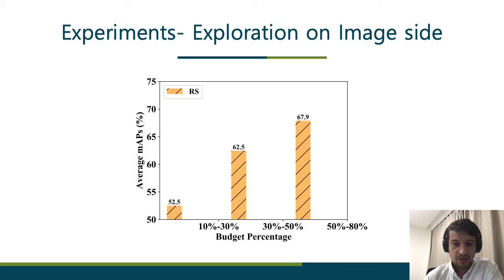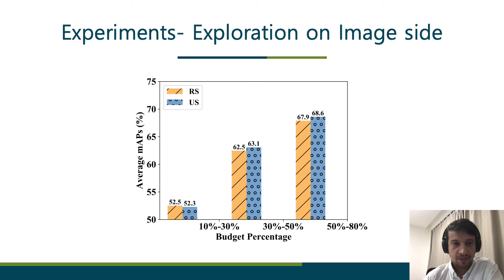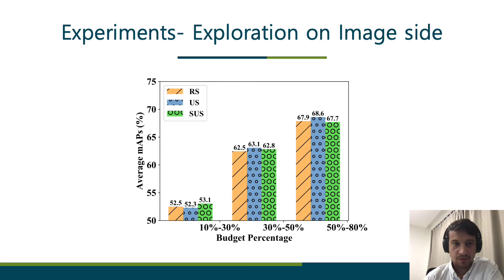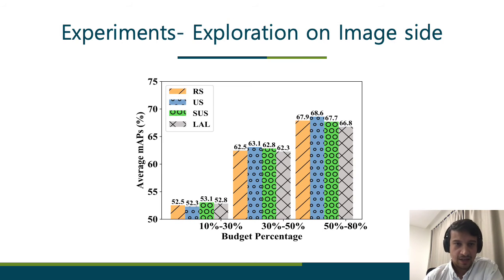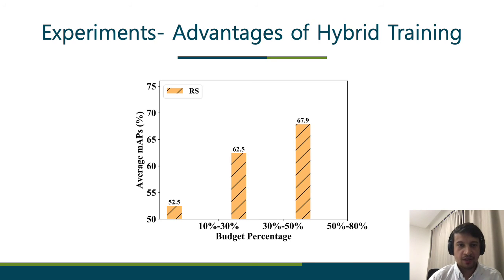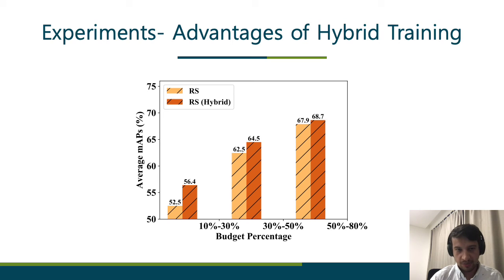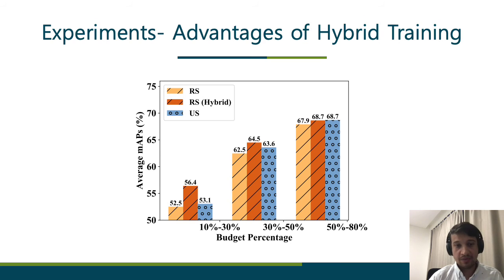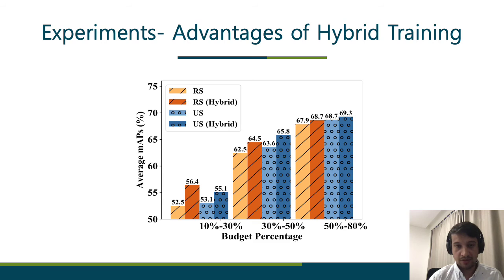So, for the baselines of the sampling methods, we have random sampling, maximum uncertainty sampling, minimum uncertainty sampling, and LAL. Here we see that maximum uncertainty sampling is the best behaving method. Now, when we include hybrid training, we see that we can improve the random sampling, and we can also improve the uncertainty sampling.